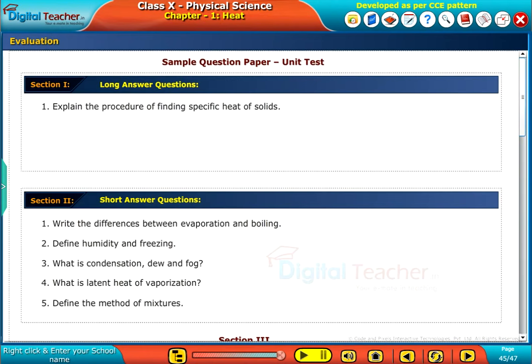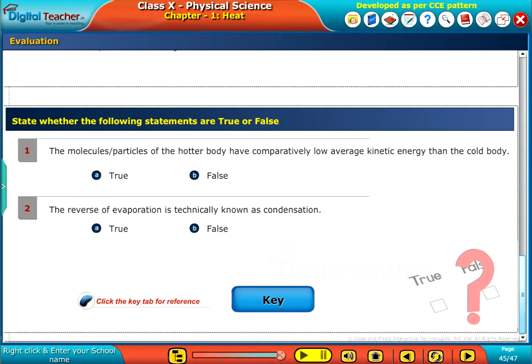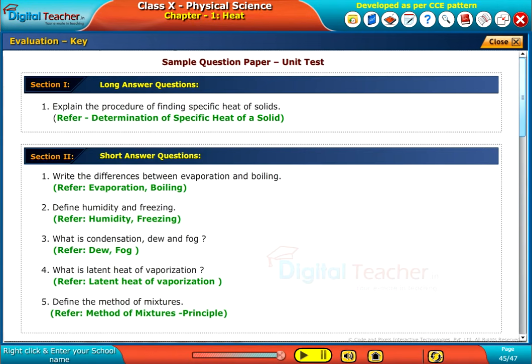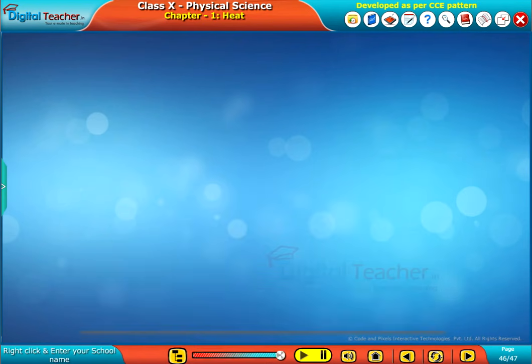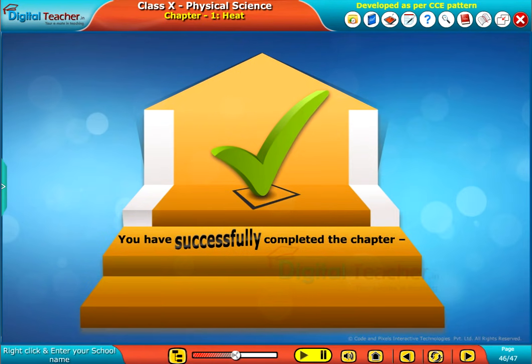Evaluation. Test your understanding of the lesson by taking the mock unit test. You have successfully completed the chapter Heat.